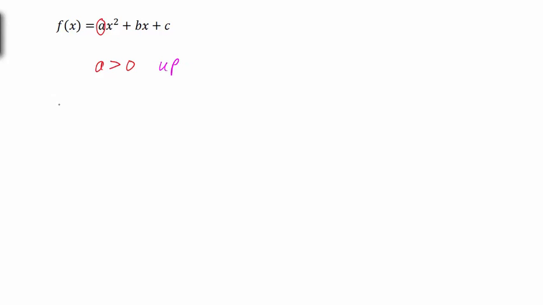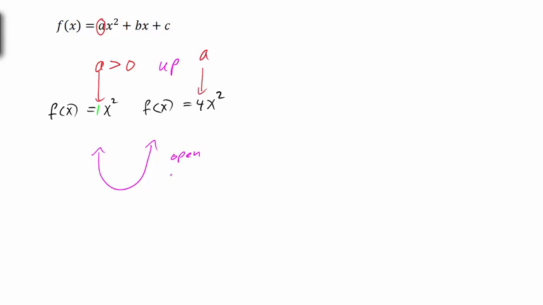So in other words, if we had something like f of x equals x squared, or if we had something like f of x equals 4x squared, this a value, in this case, this is understood to be a 1x squared, and the a value over here is 4. Just because that is greater than 0, that tells us then that the graph is going to open up. And of course, then just the opposite, if a is less than 0, the graph is going to open down.